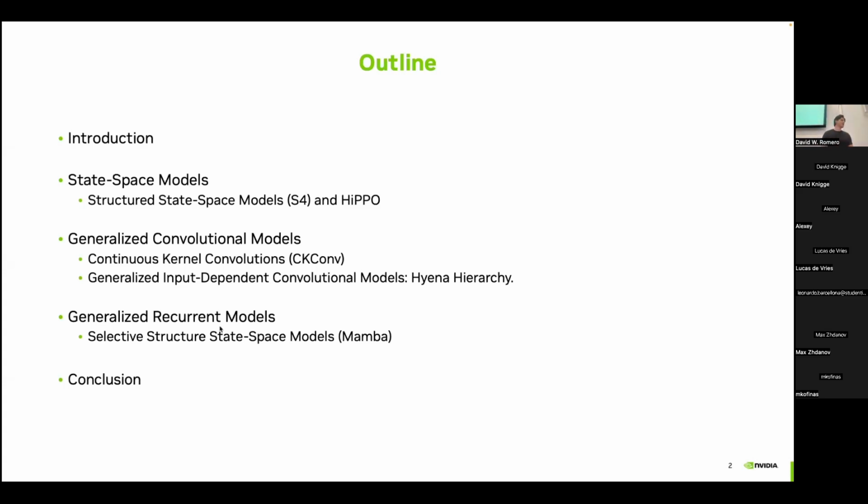We're going to start with state space models, basically because they give an interesting framework to start formalizing everything. And then we're going to talk about two different classes of models, which are called here generalized convolutional models, and then generalized recurrent models. From these types of models, the most known ones are Hyena, this one here.